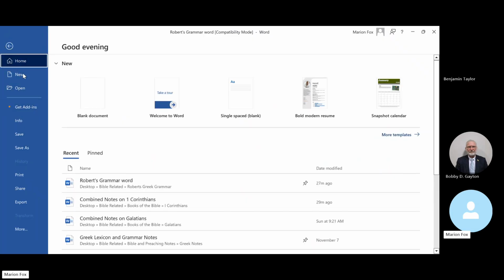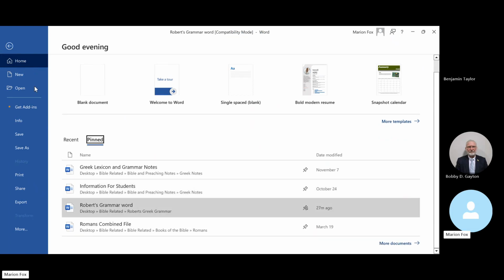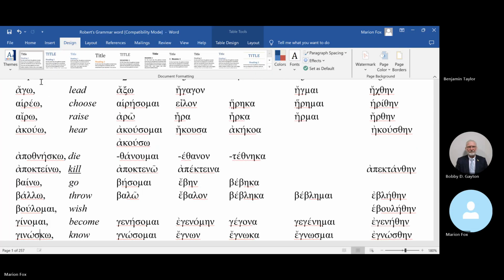Let me do this. All right. I'll get into this other file here. All right. You can see your regular file. I'm going to get out of it right now.